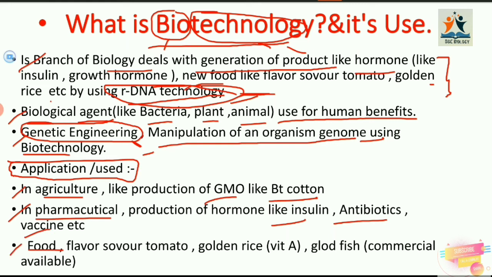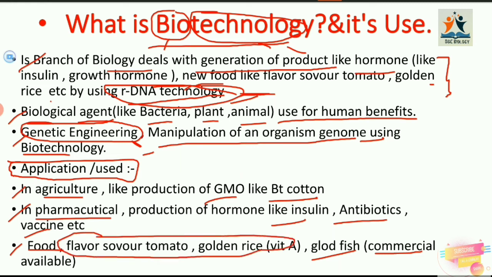Next is the production of food like goldfish, which is commercially available in the market. Next, flavor saver tomato and golden rice are also applications of agriculture, but since they are food, I added them here. So golden rice and flavor saver tomato are foods also formed by biotechnology.